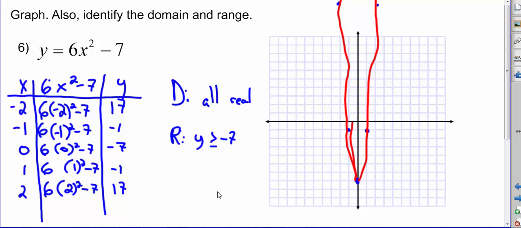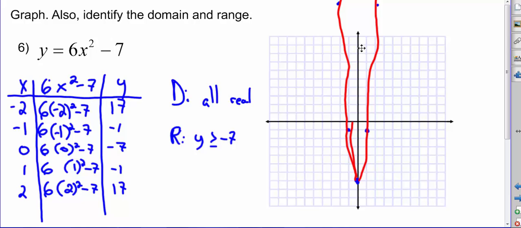Folks, hopefully you paused the video like you were supposed to and did your work. This is your chart of values that you should have gotten for x and y. Your domain should have been all real numbers. Your range should have been y is greater than -7.